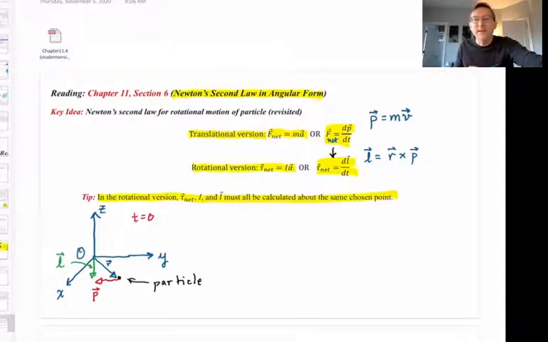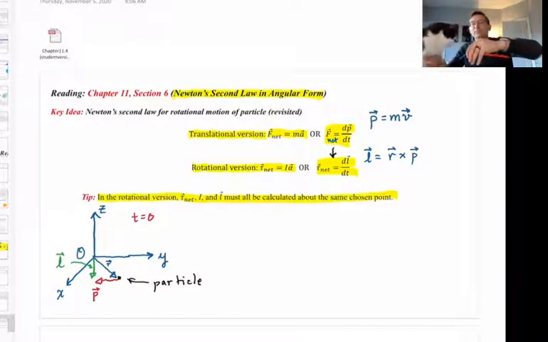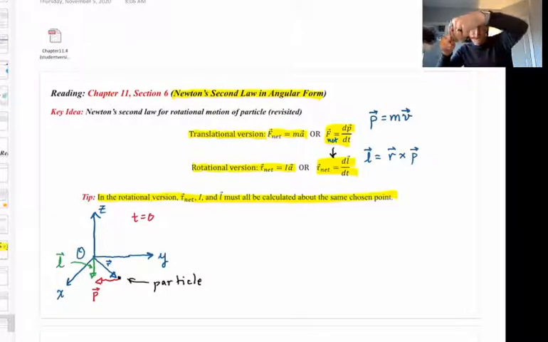Let me get my two pens here. I'll use a blue pen for R and a red pen for P, and Vinny will help. So R is kind of like so, and P is like so, and I slide them so that they have a common tail. Good job, Vin.